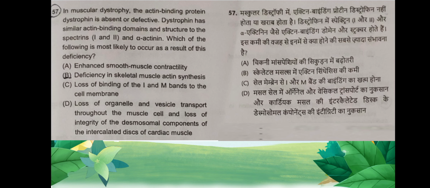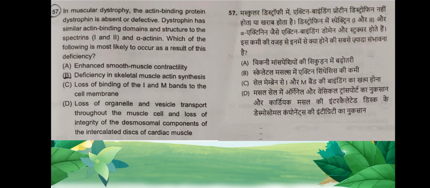Good morning, and let's see JPSC JET question number 57. Question is, in muscular dystrophy, the actin binding protein dystrophin is absent or defective. Dystrophin has similar actin binding domain and structure to the spectrin and alpha actinin. Which of the following is most likely to occur as a result of this deficiency?